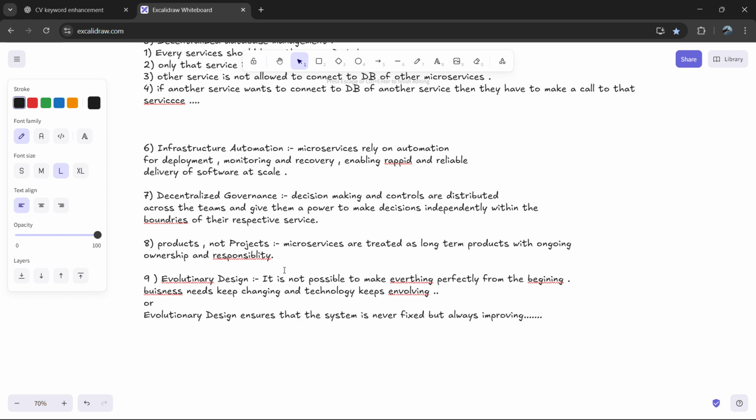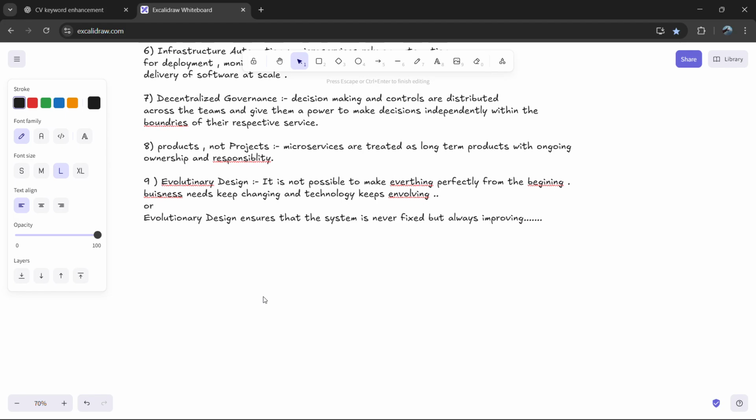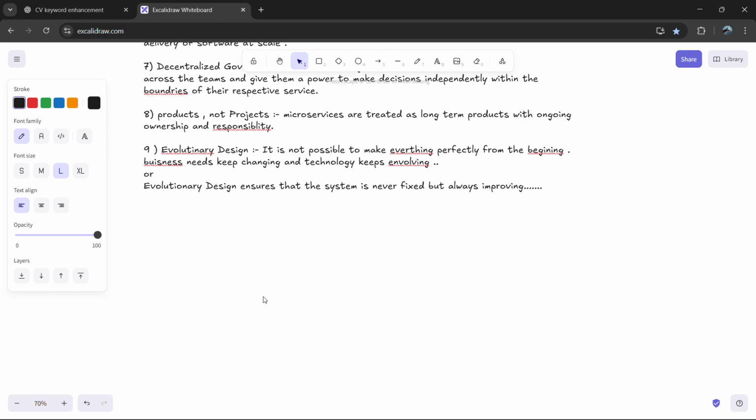The eighth one is products, not projects. You have to see your project as a product for the long term, not a short-term product. It's your responsibility to change it from time to time. And the ninth and final point is evolutionary design. It is not possible to make everything perfect from the beginning. Business needs keep changing and technologies keep evolving. So this is the main problem, that technologies keep evolving.